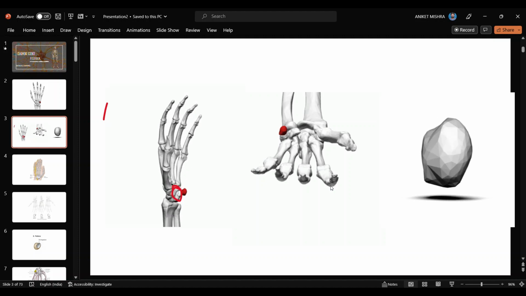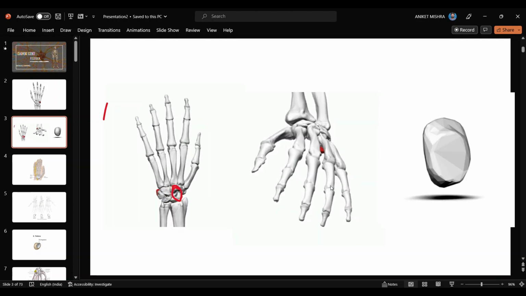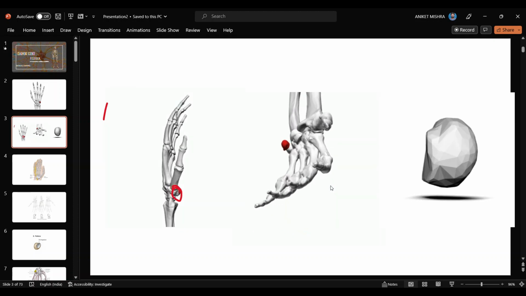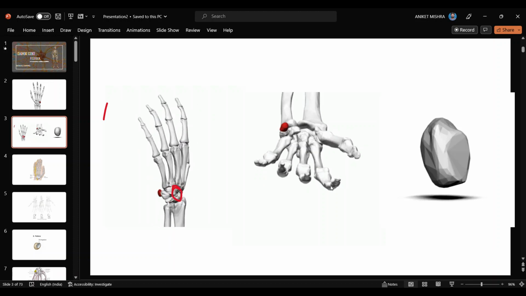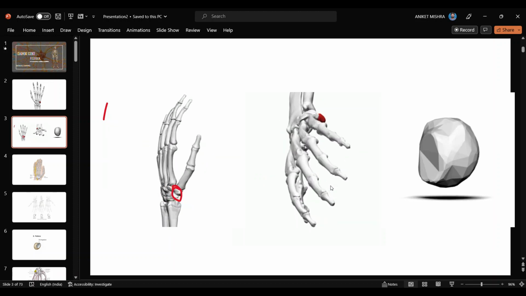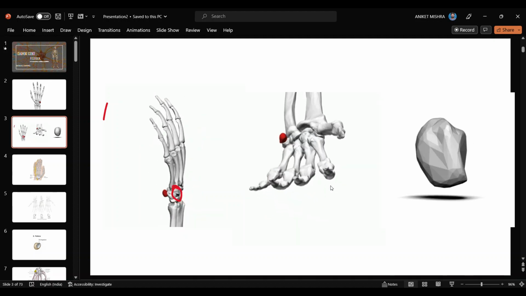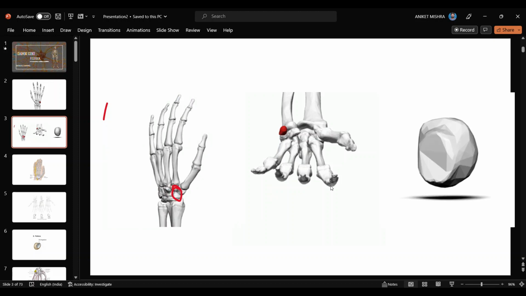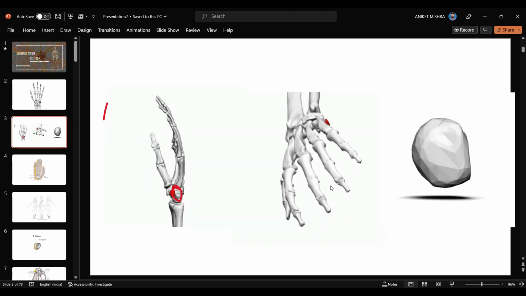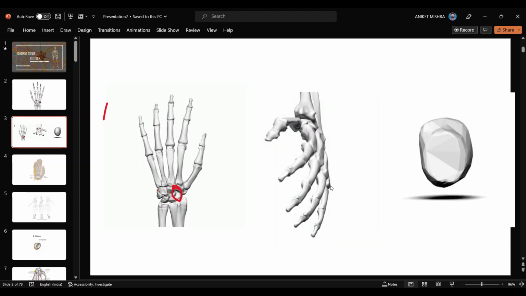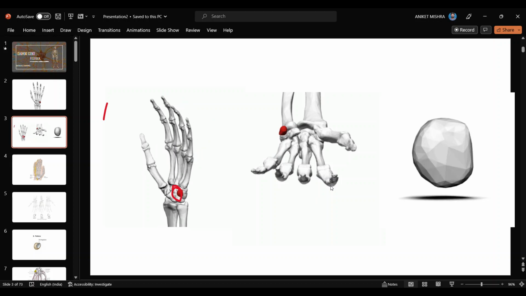It acts as one of the four attachments for the flexor retinaculum, and it also provides attachment to the abductor digiti minimi and flexor carpi ulnaris. The pisiform bone acts as a pulley for the flexor carpi ulnaris tendon and provides a smooth surface for the tendon to glide over.